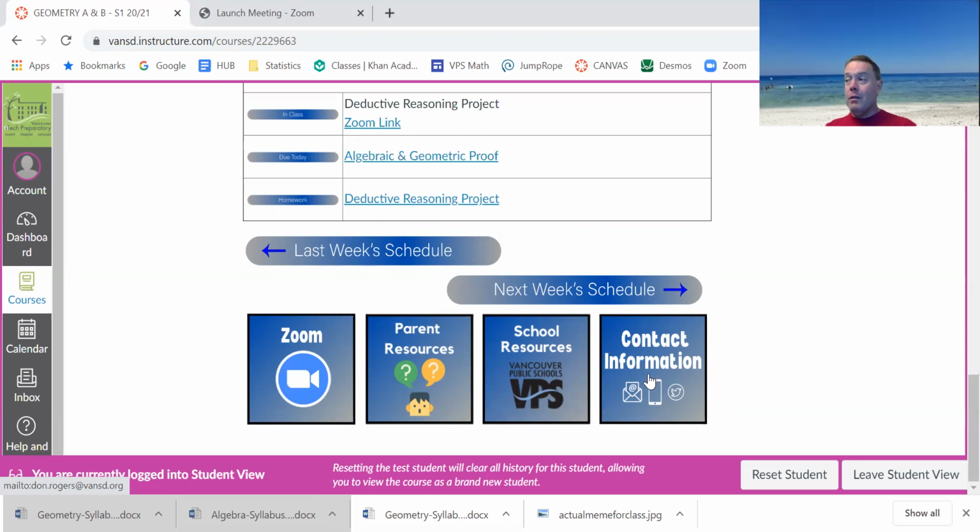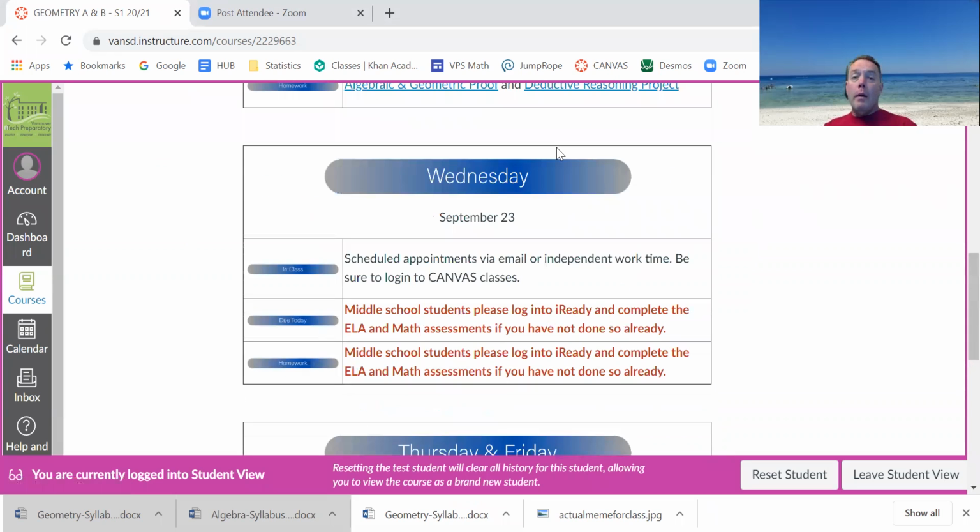Phone contact isn't really a possibility right now. You can call the school, they'll get me a message, but the best way to get in contact is definitely via email. Okay. And that's the Canvas page in a nutshell. If you need more help or something, I'm sure your kid can explain it for you. And if not, you can email me, and I'll be more than happy to help out with that.